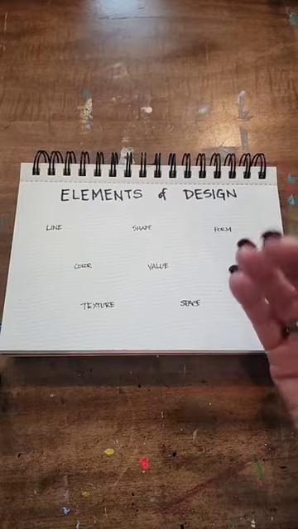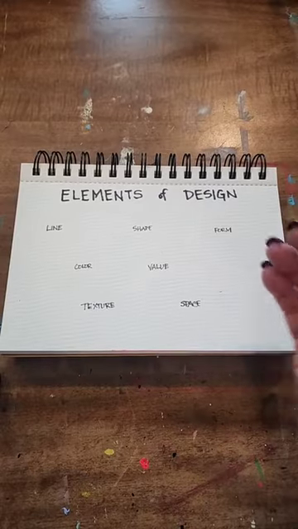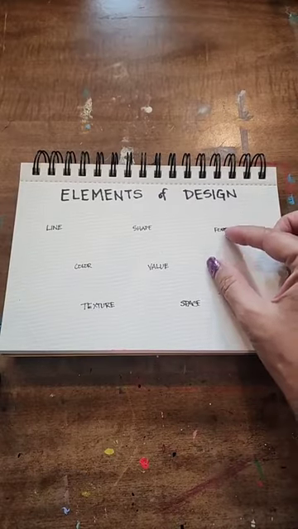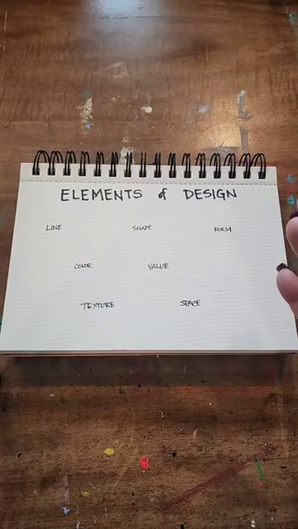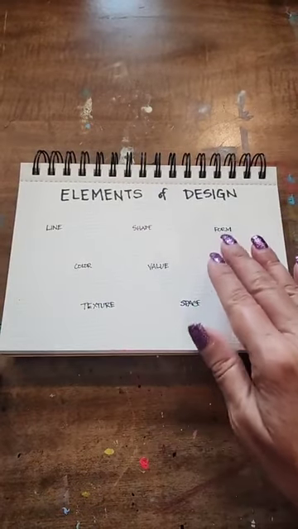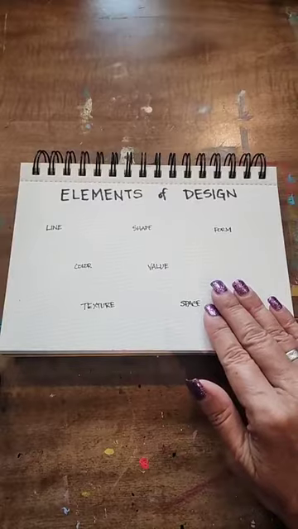But the space around it was thought about. It wasn't that this house was just kind of like floating over there. The rest of the space was thought about around it. So these are the 7 elements of design.